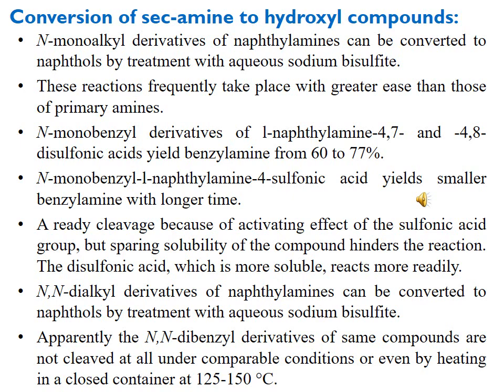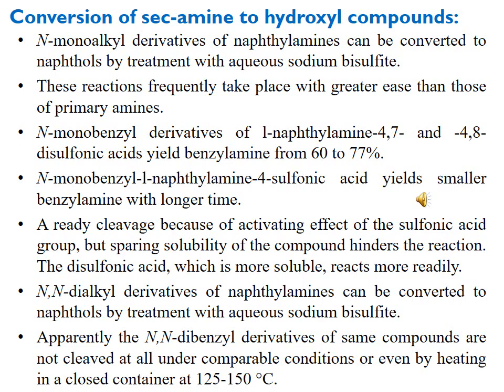First, the N-monobenzyl derivative of 1-naphthylamine-4,7 and 4,8-disulfonic acids yields the product up to 60 to 70% yield. This benzyl is not simply working like aryl, because you know that the benzyl group is one in which a benzene ring is attached to a CH2 group, and that CH2 group is further attached to the nitrogen. So due to this small chain of one carbon as an alkyl substituent, it is converted into alcohol.